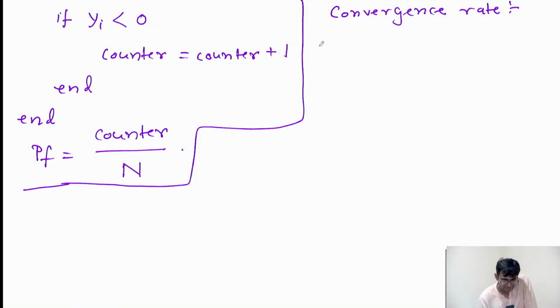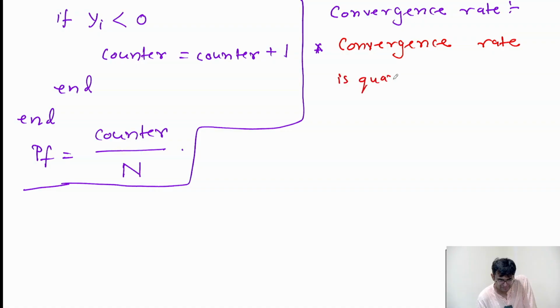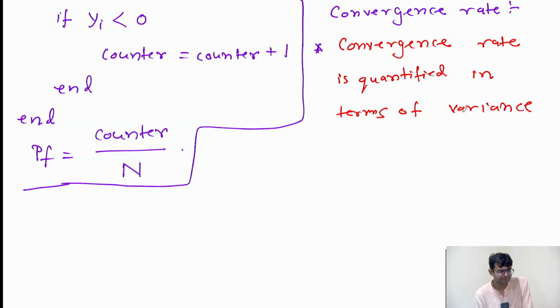So the first point is, convergence rate is quantified in terms of variance, actually not variance also, normalized variance. You need to normalize the variance. If all the variables were in the range of 1, then 2 is a large deviation. If all the variables are in the range of 1000, then 1001 is not that big a variance. So you need to normalize it, right?